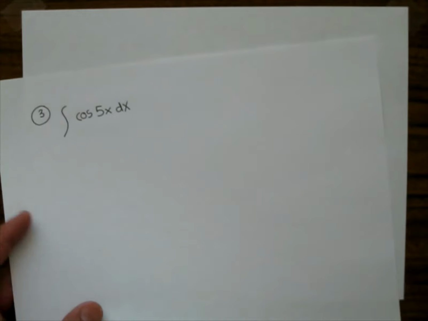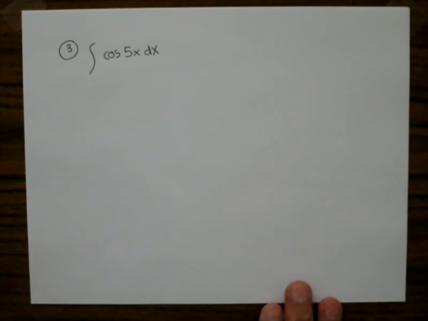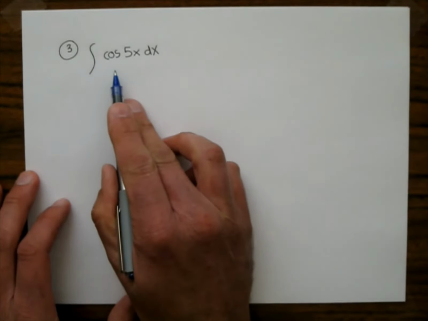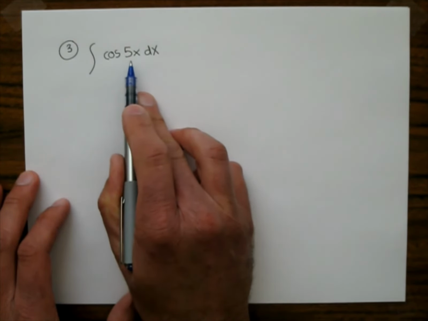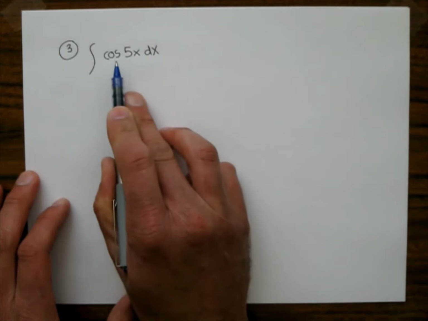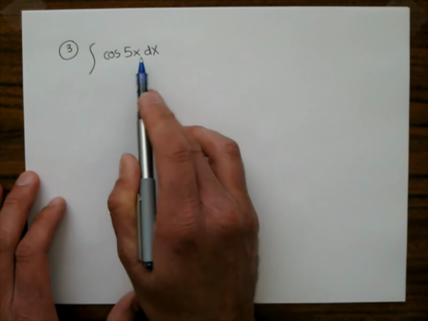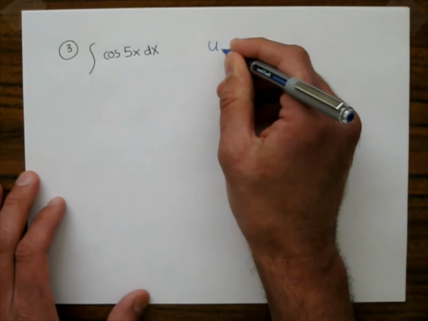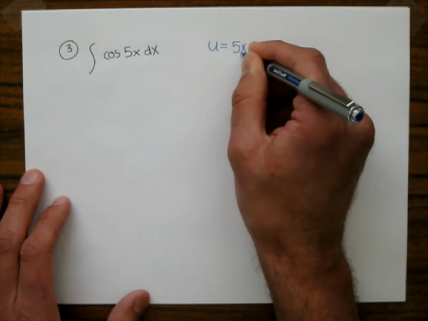Next problem is the integral of cosine 5x. So the cosine 5x, we've got to ask ourselves, well, we've never integrated the cosine of 5x. And it's because the argument of the cosine is a 5x instead of an x. So it would be great if it just said cosine of some letter like u. So let's make our u equal 5x.